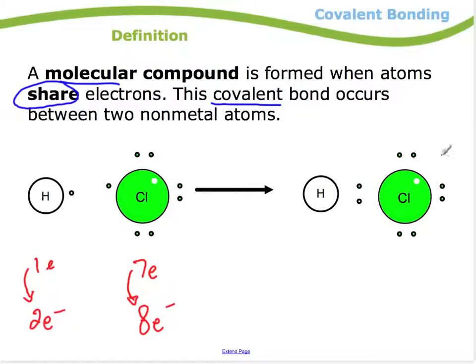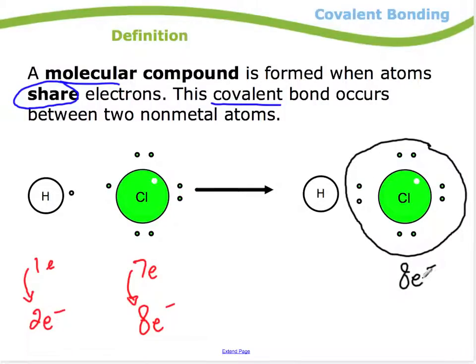So here, in this case, I've got chlorine with 7 of its own, and sharing 1 from hydrogen makes up 8 electrons altogether. So it'll look like the nearest noble gas. 8 on the valence shell, it likes that. Whereas hydrogen, you look at hydrogen, it has 2. And I said earlier hydrogen was wanting to have 2 electrons.